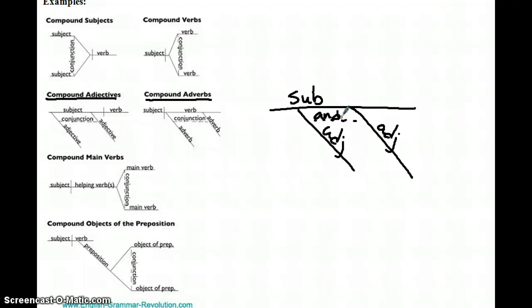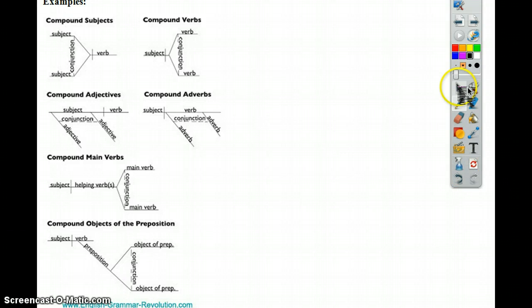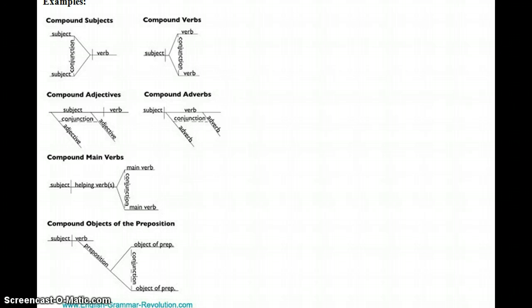The next thing that I want to talk about is main verbs. Sometimes you'll have a main verb and a helping verb, right? We've learned that that's called a verb phrase. So let's say that we had a sentence like was reading and studying, okay?